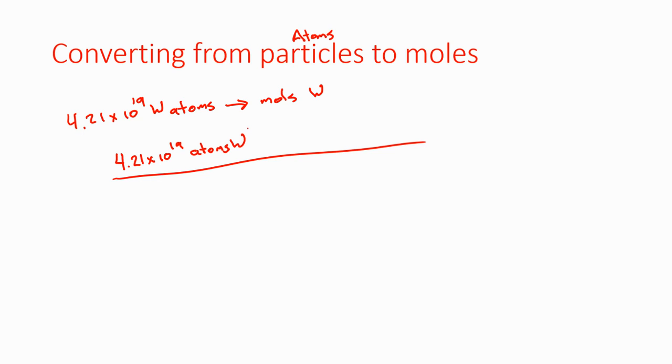Draw my line. And I need to know that there are 6.02 times 10 to the 23rd atoms of W in 1 mole of W. It's really important that you type this into your calculator correctly. So I want you to listen closely. Here's how I would do it.